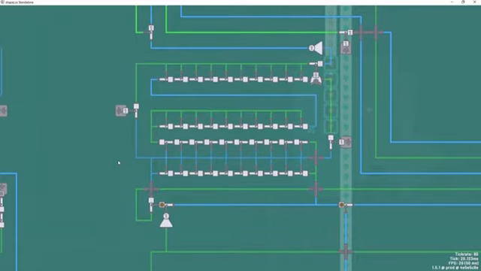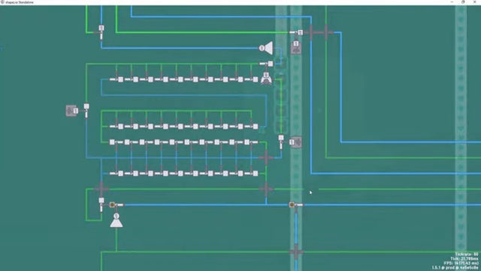And what it does is it takes this pulse right here. As a matter of fact, I'm going to make this signal constant.